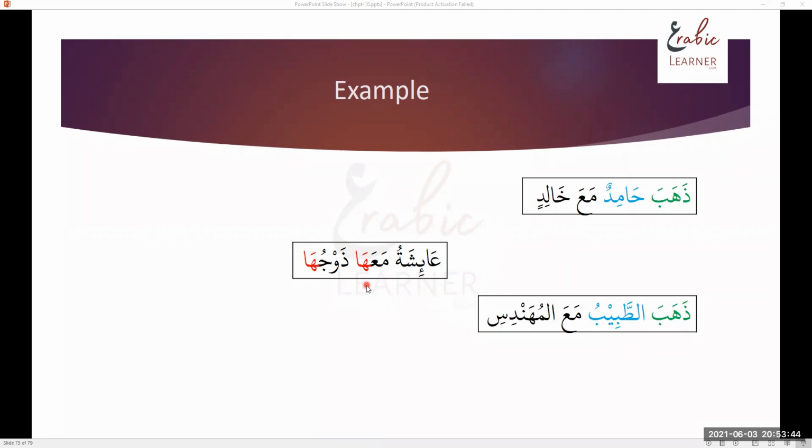Okay. Now what is this? Ma'aha zawjuha. Now in this small Jumla Ismiya, so Jumla Ismiya is the khabar. That is good. Jumla Ismiya is the khabar. Now do the analysis of this. Ma'aha zawjuha.